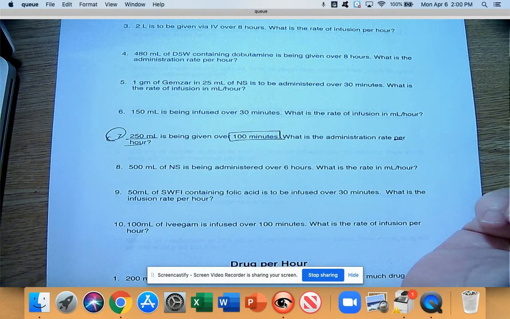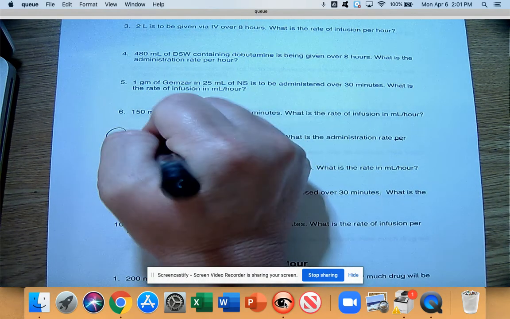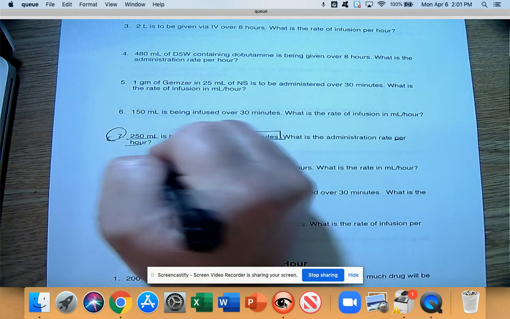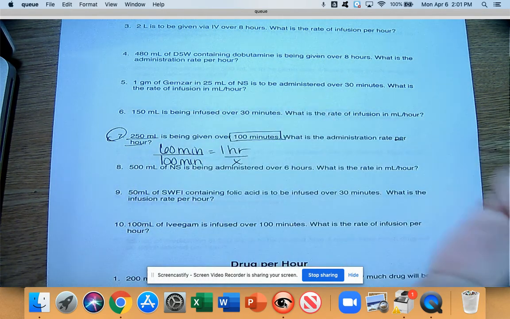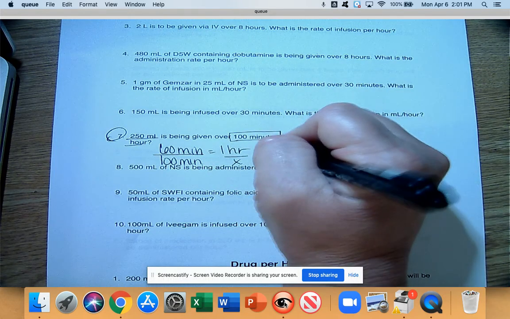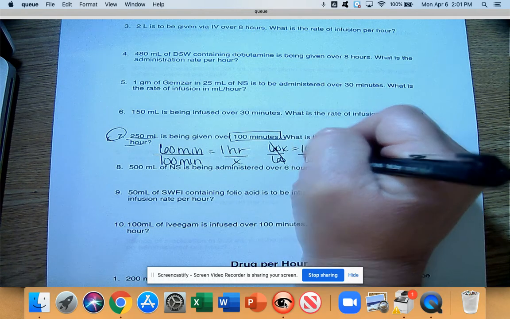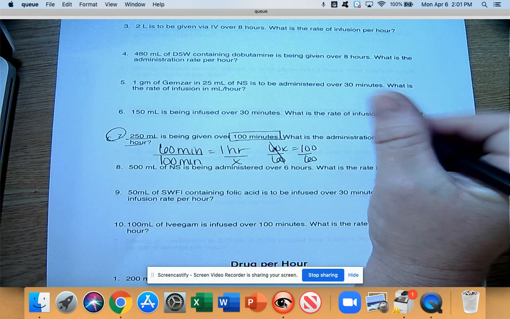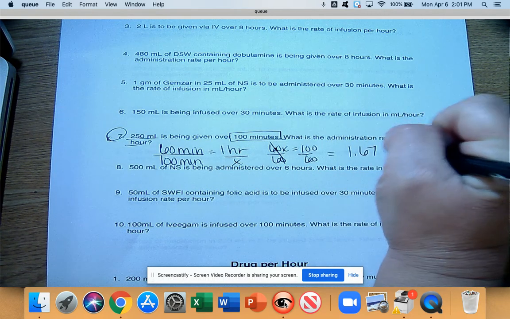So I set up a ratio doing that. There's lots of different ways to go about it. Of course, I would do 60 minutes is equal to 1 hour, and I need to know what 100 minutes is equal to. So when I solve for x, I would get 60x is equal to 100. You could also just do 100 divided by 60 to get this. I think that's what a lot of people do. When you get that, 100 minutes is equal to 1.67 hours.